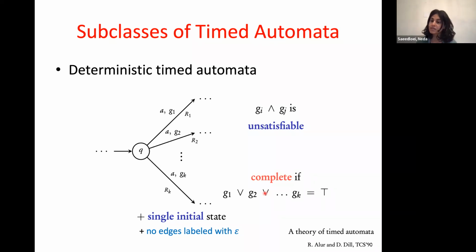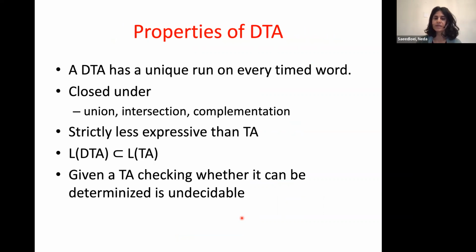The first example is deterministic timed automata. So far we have not made any distinction between deterministic and non-deterministic timed automata, but now, if we have several transitions out of one location which are all labeled with the same action, then we want the guards to be such that two guards cannot be satisfied at the same time. Plus, we want to have only a single initial state, and moreover, we do not want any transitions on epsilon. Such an automaton is called a deterministic timed automaton.